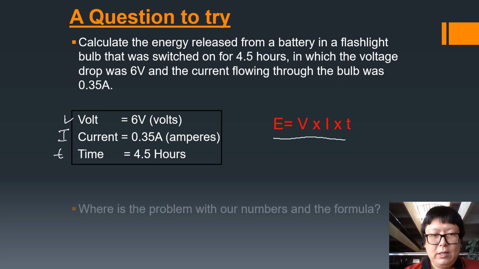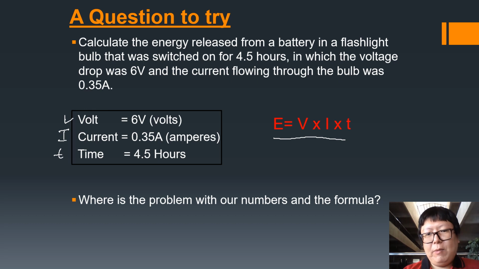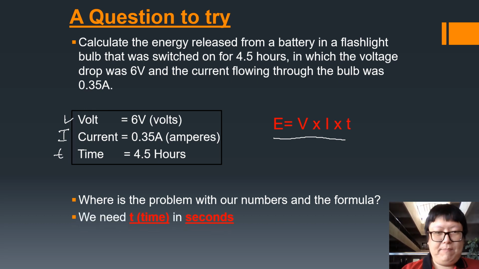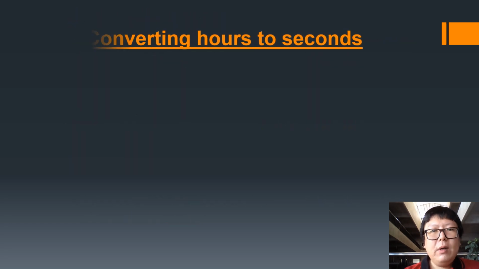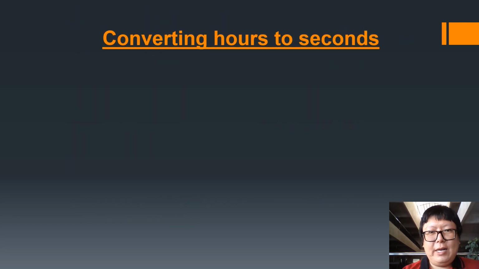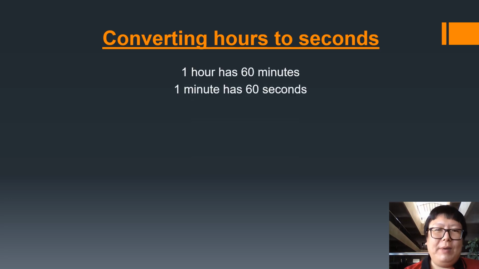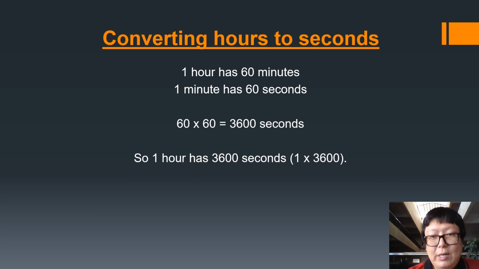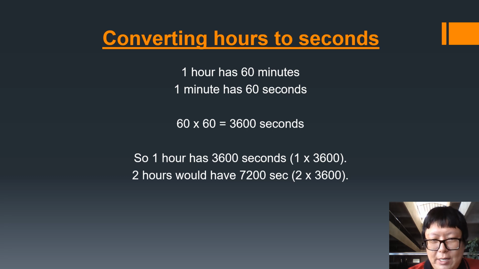Okay, so where is the problem with our numbers and the formula? The time. This one, you have to convert into seconds. I think converting into seconds will not be difficult for you. 1 hour is 60 minutes, 1 minute has 60 seconds. So 1 hour has 3,600 seconds. So 2 hours will be this.